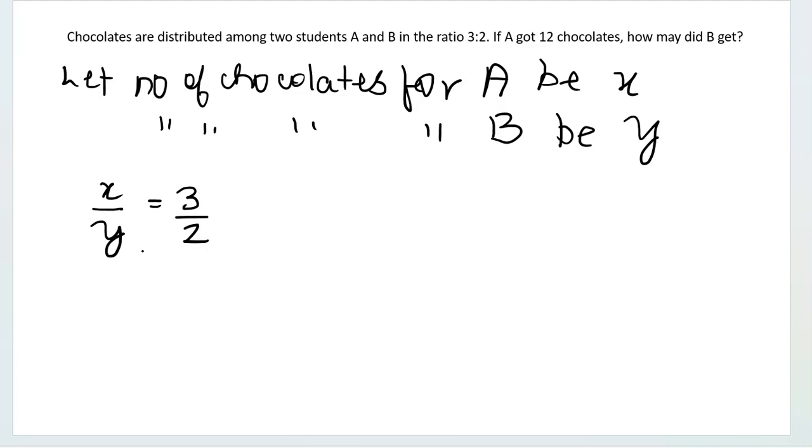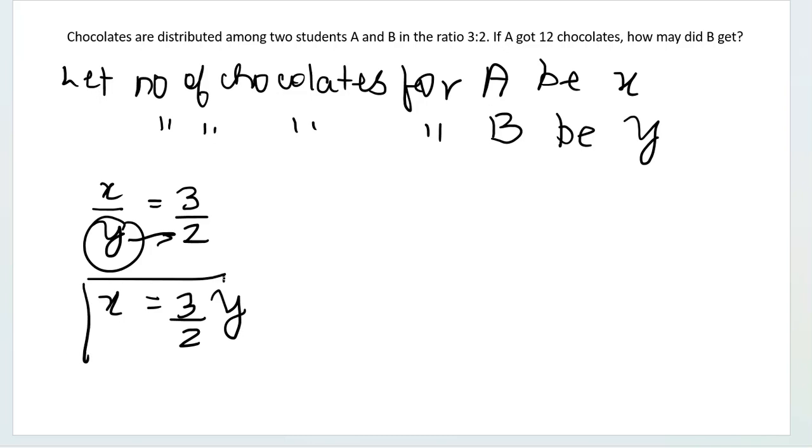Now like in the previous problem, we take the Y this side. Because the Y is divided here, when it went that side, it became multiplication, 3 by 2 Y. Now we proceed further, this will become a trump card. Now it is said that if A got 12 chocolates, how many did B get? That means the value for X is 12.